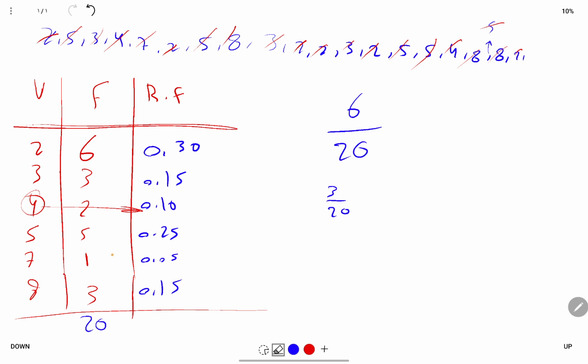Now if you want to check if your answer is correct, you should add these numbers and you should get 1. So 0.30 plus 0.15 plus 0.10 plus 0.25 plus 0.05 plus 0.15 is equal to 1.00. So this is the final answer.